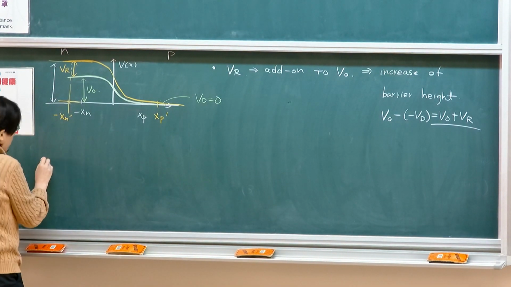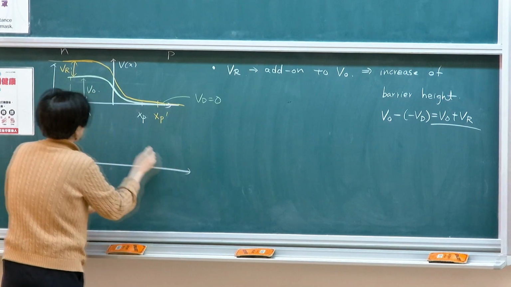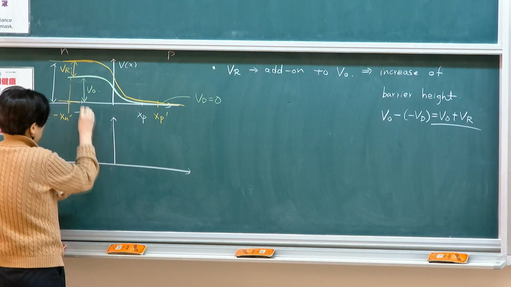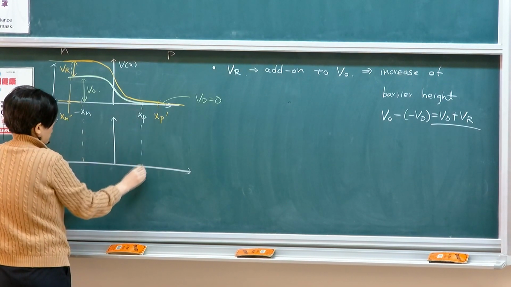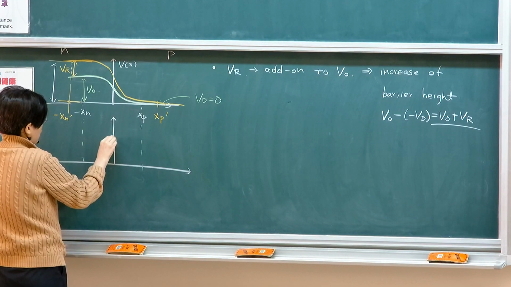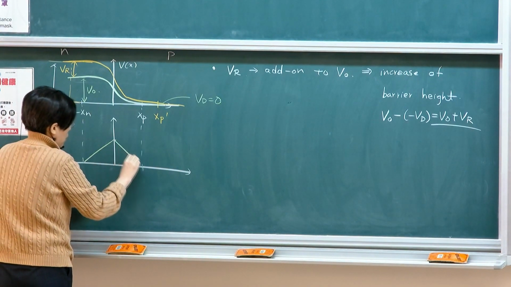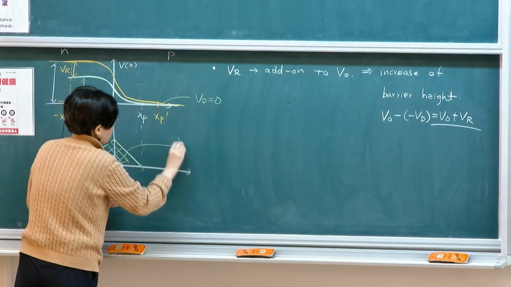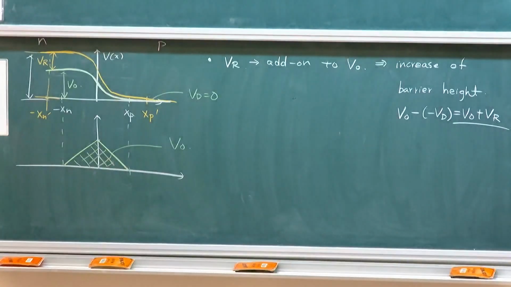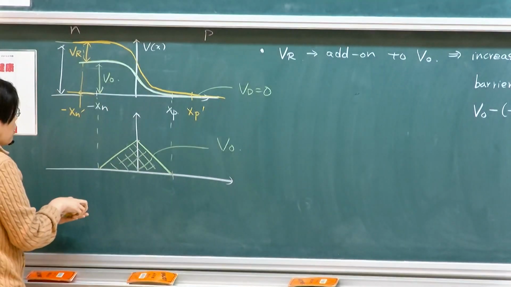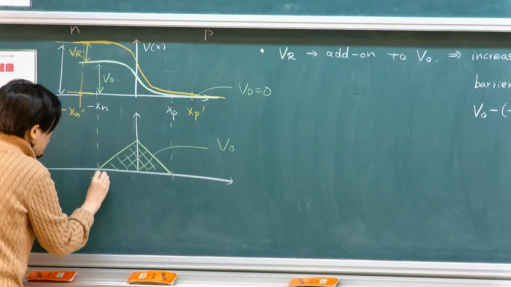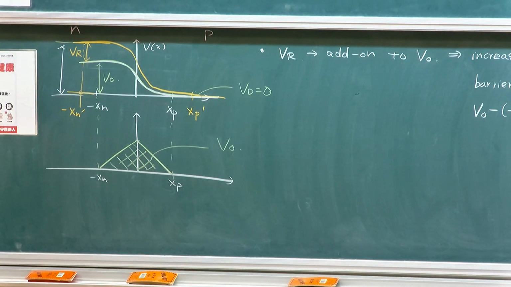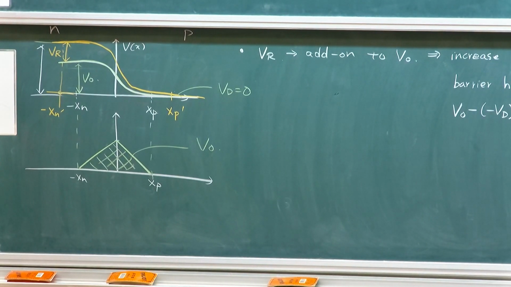So what happens if I'm drawing the electric field plot? The original will be green, and it looks something like this. This area is the original V0. If I'm applying more bias, this is the original XN, XP. So to increase the area of the triangle, I have to extend it up.